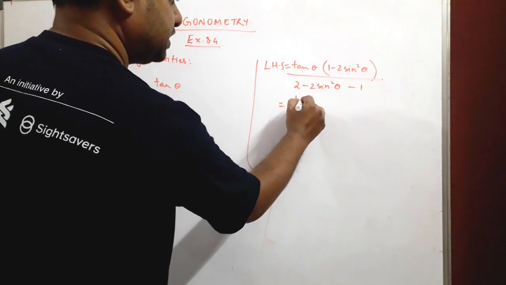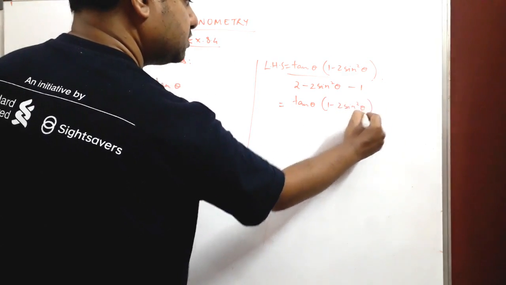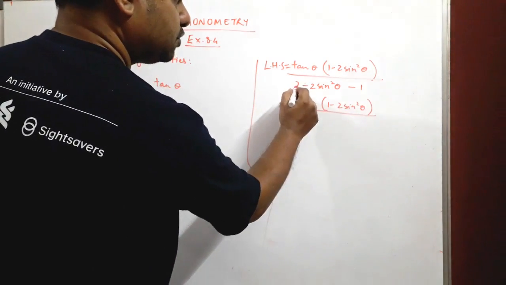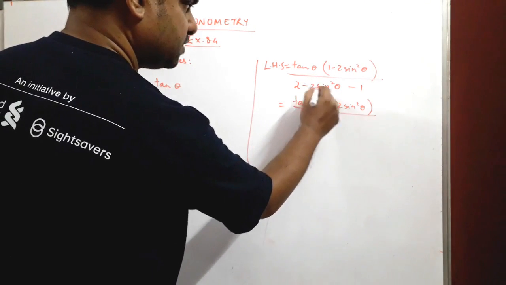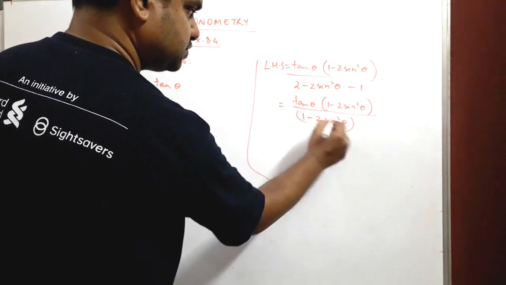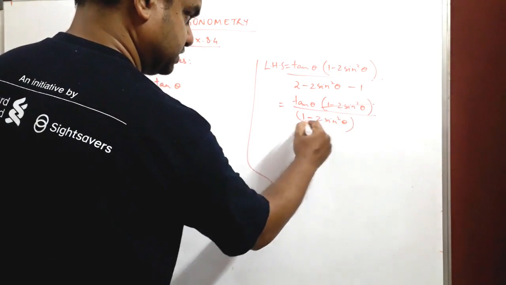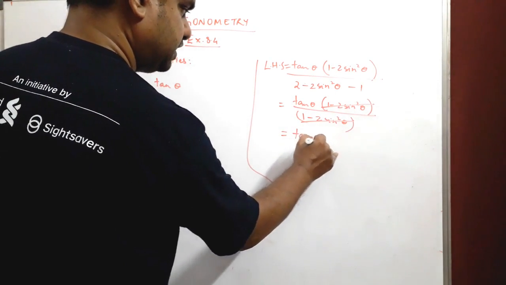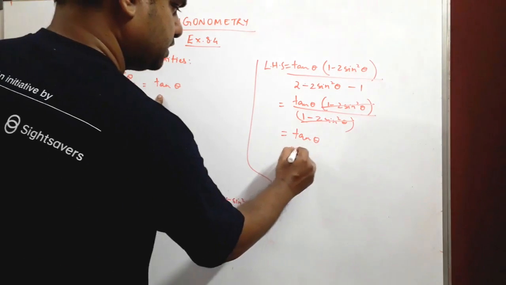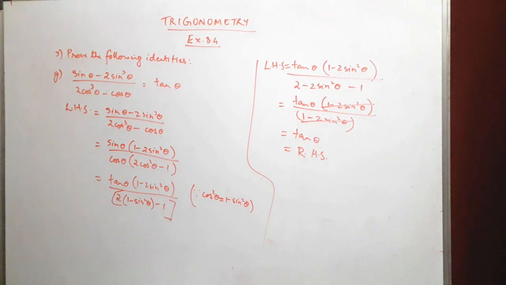Okay, so once again tan theta remains the way it is, 1 minus 2 sin square theta whole thing upon, now 2 minus 1 is what? 1. And we are left with 1 minus 2 sin square theta. If you have a look, 1 minus 2 sin square theta and 1 minus 2 sin square theta, we've got them both in the numerator and denominator. Both cancel out. We are left with tan theta, which is equal to our right hand side. Okay. So with this we have completed 3 problems under exercise 8.4, question number 5 in this video.